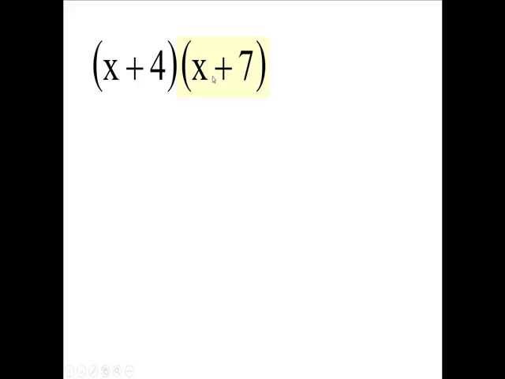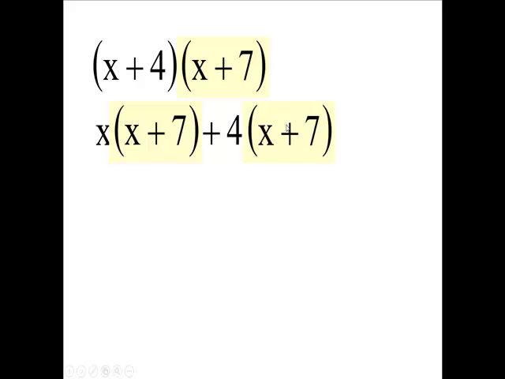Hey, put the x plus 7 in yellow. Put the yellow onto the x, put the yellow onto the 4. So let's separate the x and the 4. And after x, you're going to distribute the x plus 7 onto the x. So we'll put the yellow here. Distribute the yellow onto the 4, so put the yellow here.